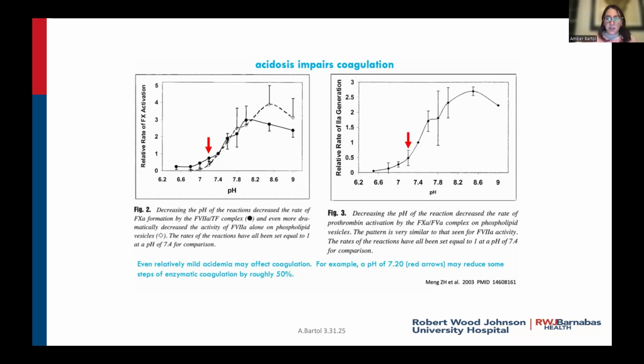Once we drop even just a little bit, so if you look at this graph, even just dropping to 7, we're almost decreasing the effectiveness of our activation by half. So even a small change in the pH of our body can really affect how fast our blood can clot and how effectively it can clot. And you can see by the time you're getting to just a little under 7, you're basically not clotting at all.